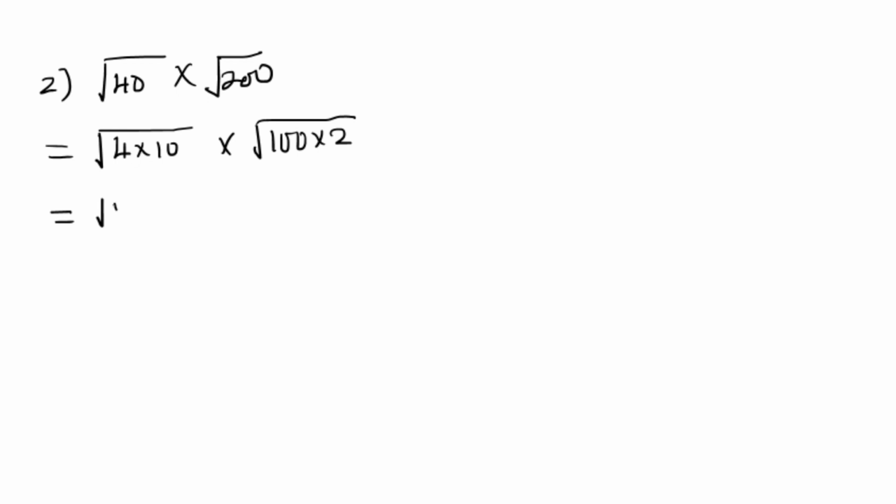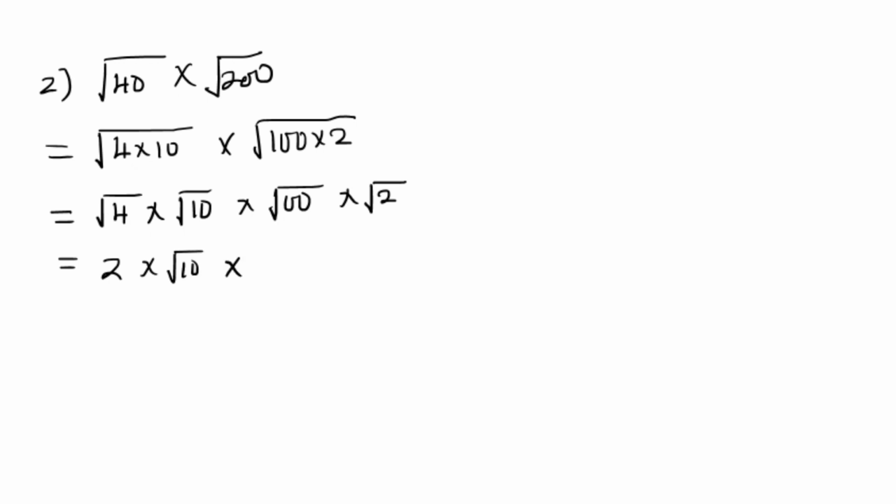Now separating them, this will be the square root of 4 times the square root of 10 times the square root of 100 times the square root of 2. So we also know that the square root of 4 is 2, times root 10, and the square root of 100 is 10, and the square root of 2. So let's group the like terms. So this gives us 2 times 10, and the other way we have the square root of 10 times 2.